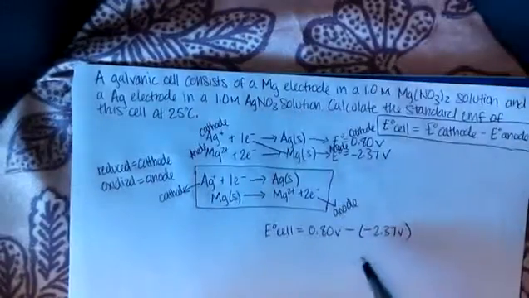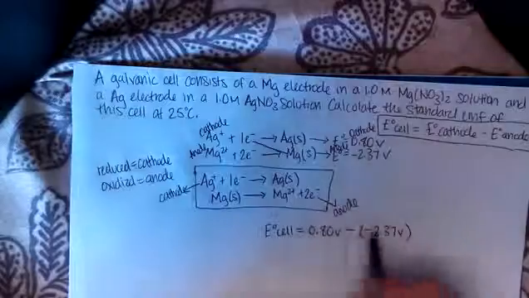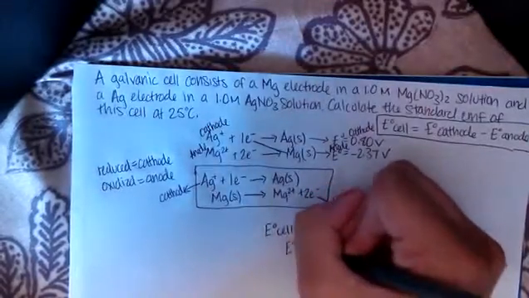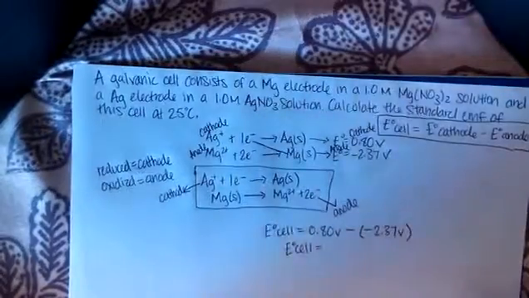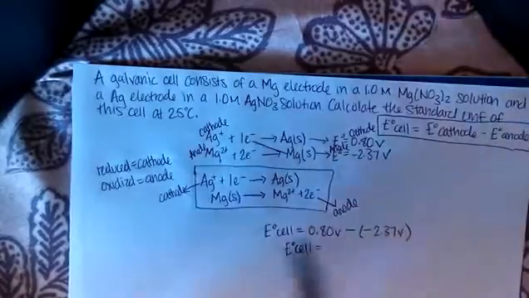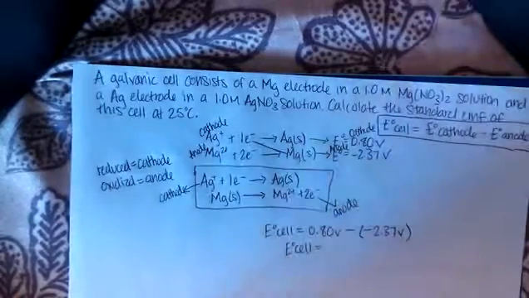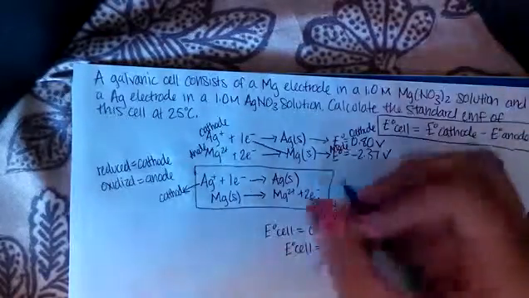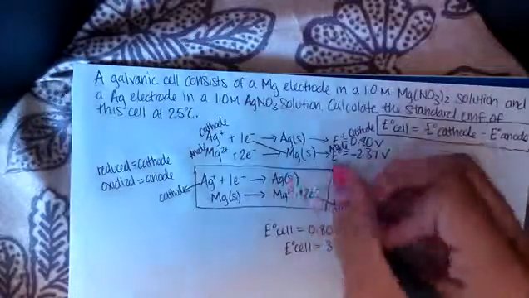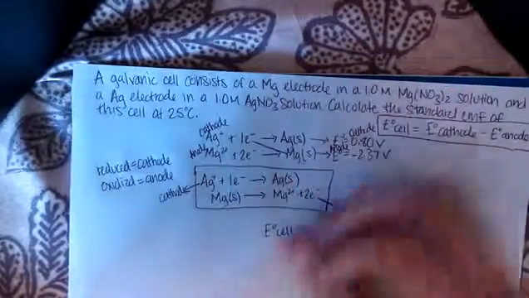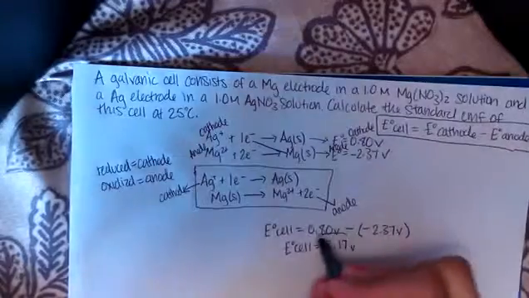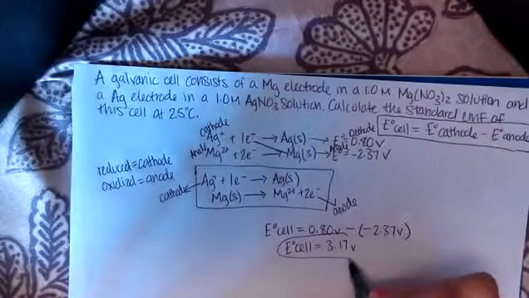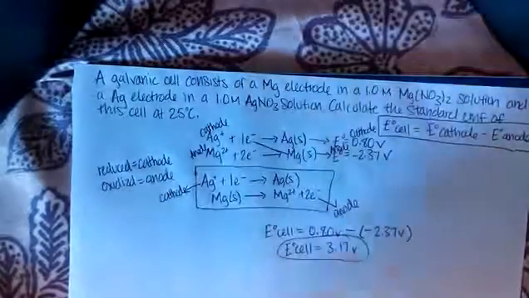So just be careful with the sign, and from here it's really just simple math. When you do the 0.8 volts minus the negative 2.37 volts, you get 3.17 volts. And this is your answer. This is the standard EMF of the cell.